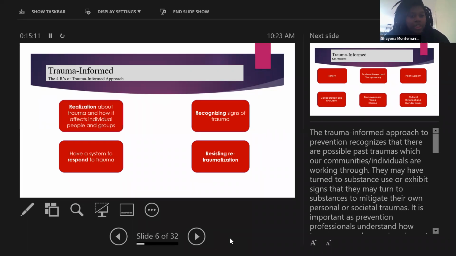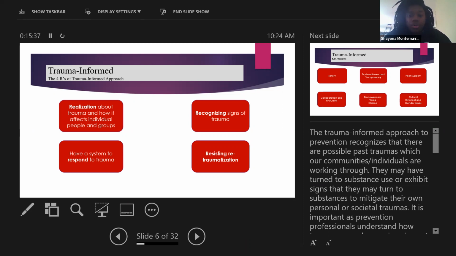So if we look at this page here, we see that the 4 R's of trauma-informed approach are realization. So we realize about trauma and how it affects individuals in different groups. R, recognizing signs of trauma. We have a system to respond, and we resist re-traumatizing the individual or the community.